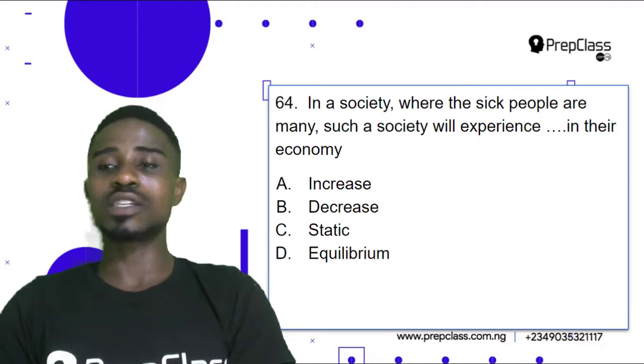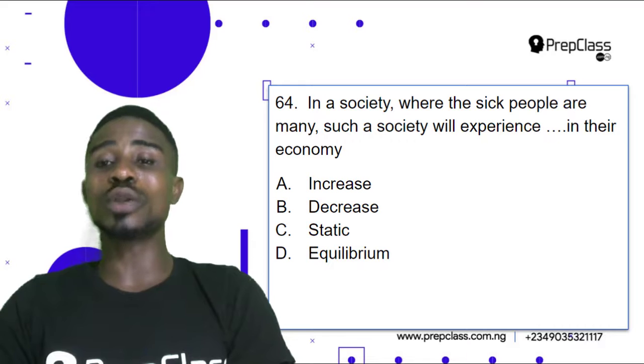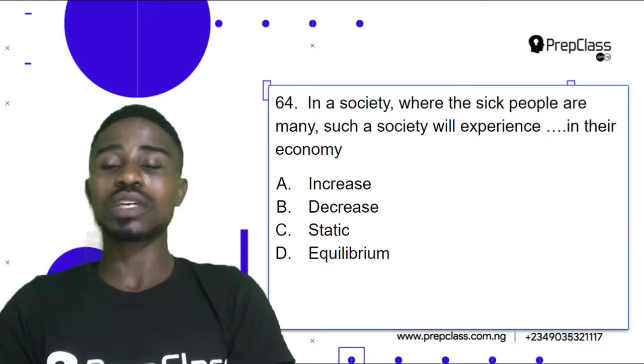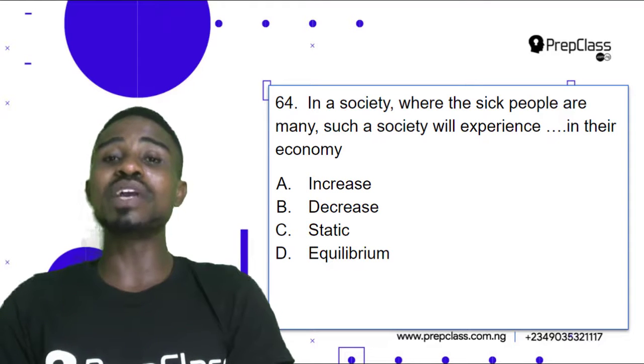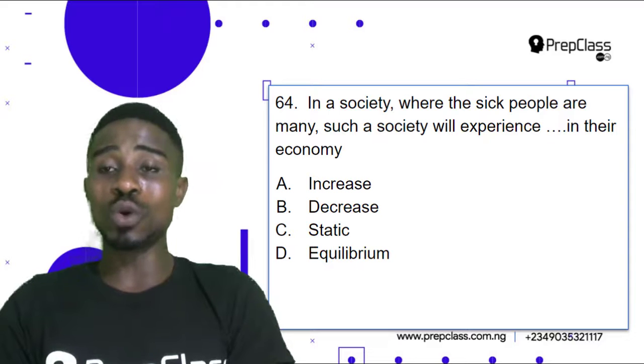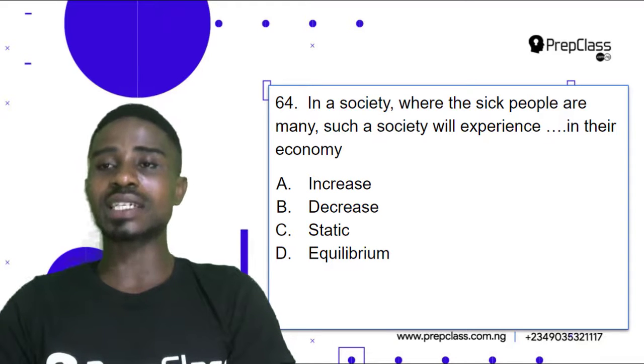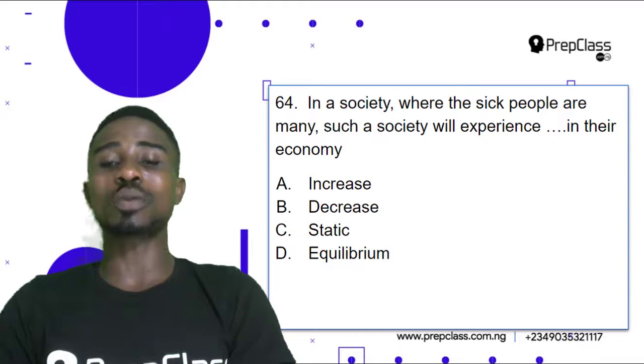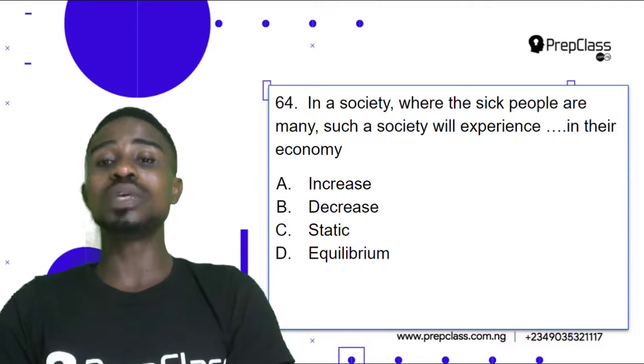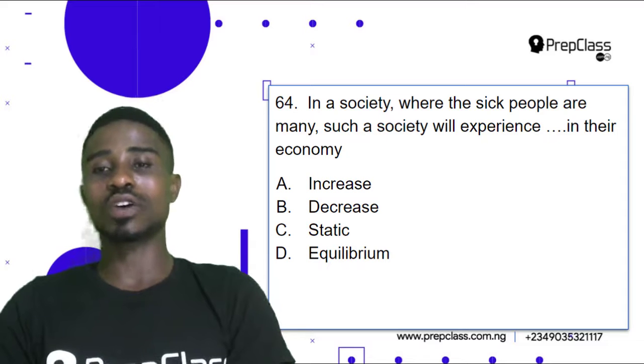Option C, static. It won't be static, it will decrease because static means it is not going up, it is not coming down. That is not what's going to happen. There will be a reduction. Money won't flow because there is no work. People will not be earning and there will not be circulation of money. And final option, option D, equilibrium. It will not be a balanced economy. It will be a decreasing economy.